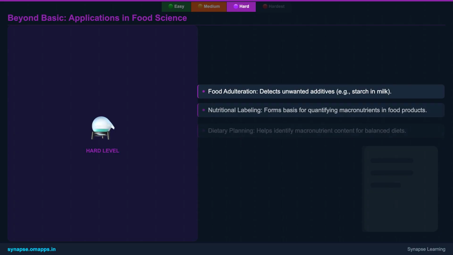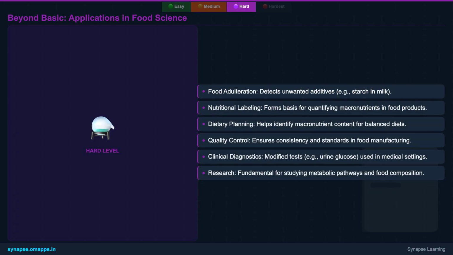These basic tests have significant applications beyond the classroom, especially in food science and nutrition. They form the basis for detecting food adulteration, ensuring consumers get what they pay for. In nutritional labeling, these principles, though scaled up to more sophisticated techniques, help determine the macronutrient content of foods. For dietary planning, knowing which foods are rich in carbohydrates, proteins, or fats is crucial for a balanced diet. Food manufacturers use these tests for quality control, ensuring their products meet specific standards.